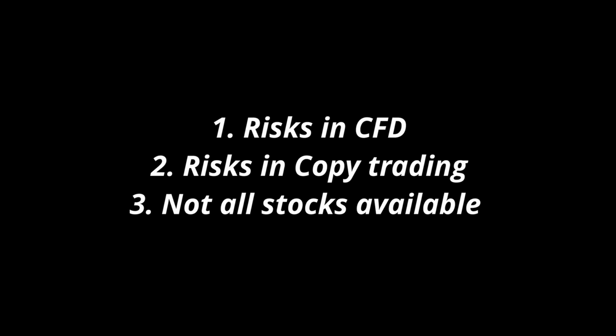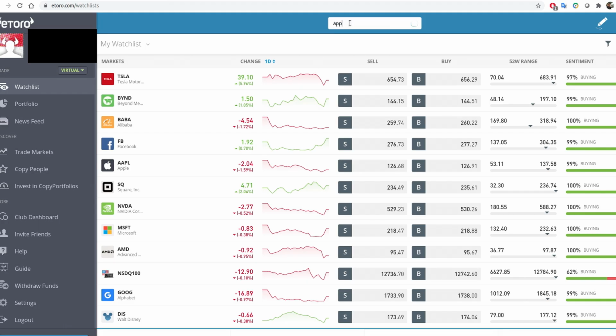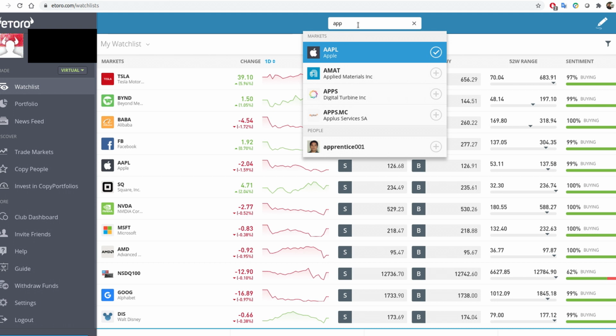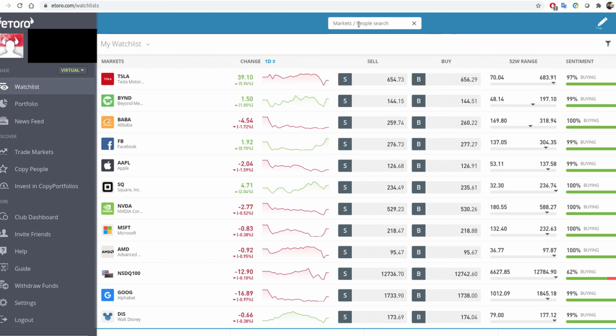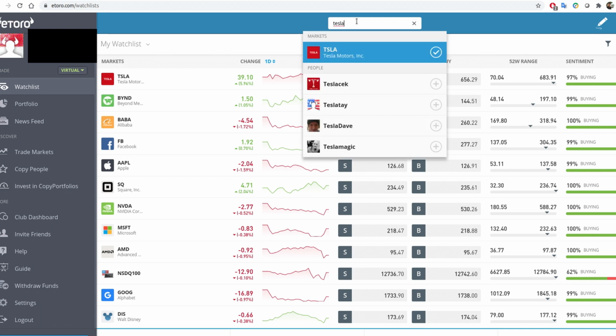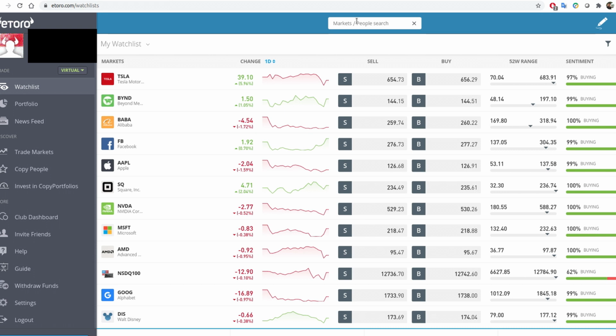Third disadvantage is the variety of stocks you have on this platform. If you are going to buy popular stocks like Apple, Microsoft, then no problem. But if you want to trade a not so well known stock, it might not be available. For example, the number of tradable stocks on the Nasdaq with eToro is currently 370 stocks, which is only around 10% of the listed companies on the Nasdaq exchange.